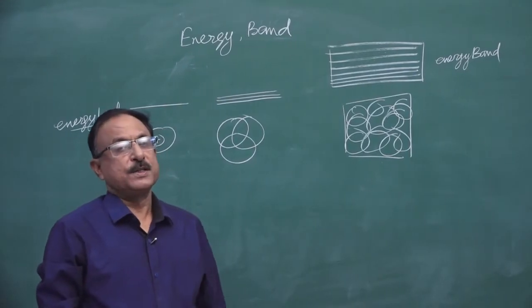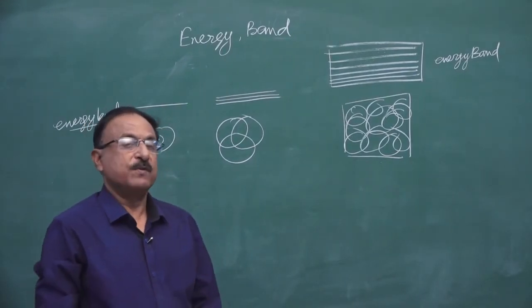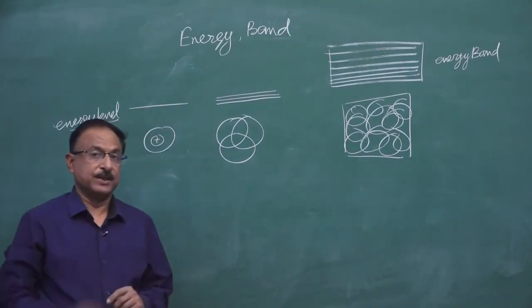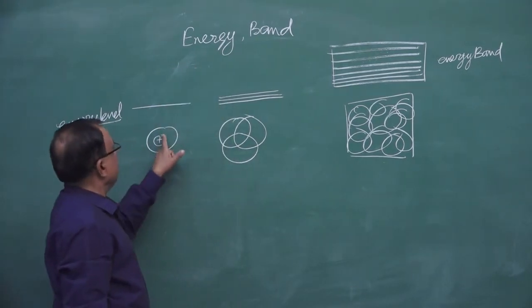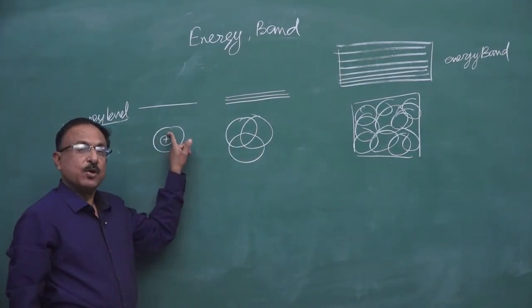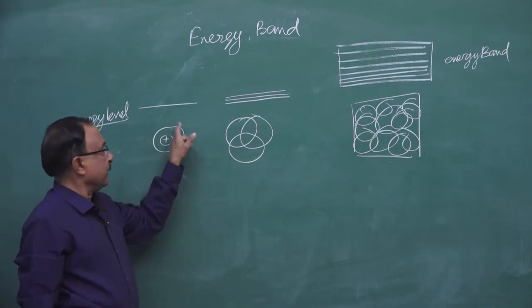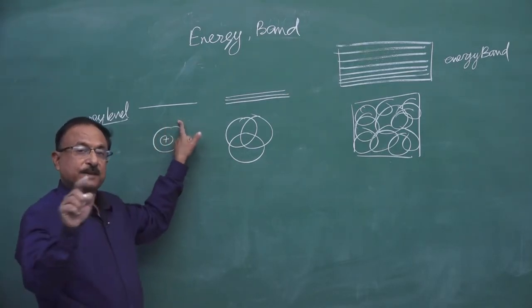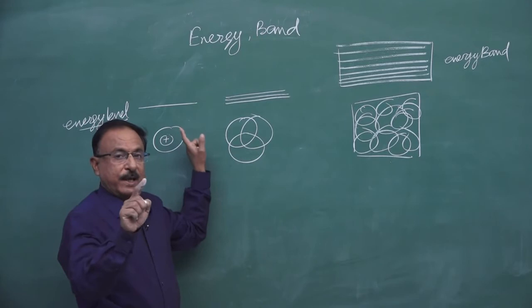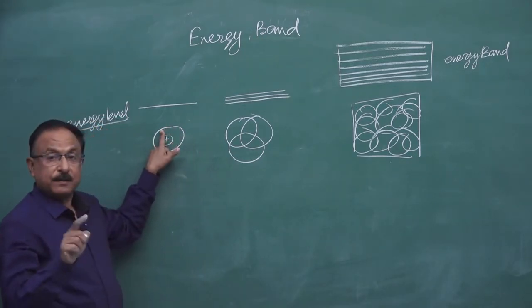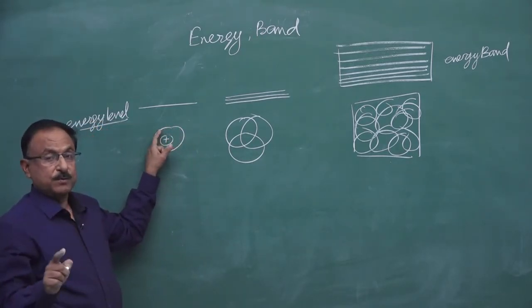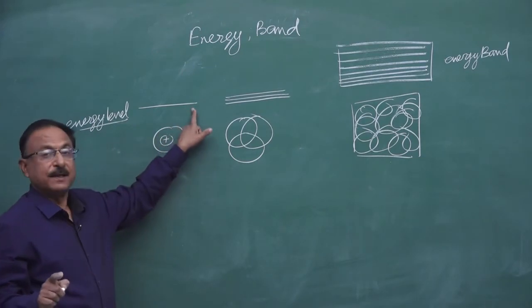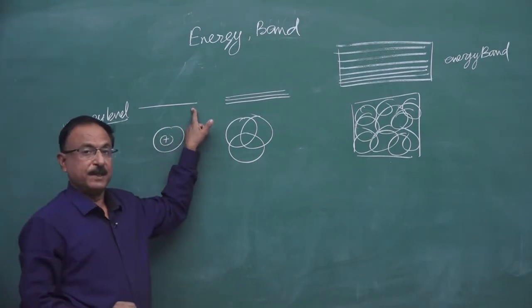Before we discuss semiconductors, let's first talk about the energy band. When there is a single electron orbiting the nucleus in an atom, the energy of the orbital in which the electron is moving, we represent by a single line. Graphically we represent it by a single line.